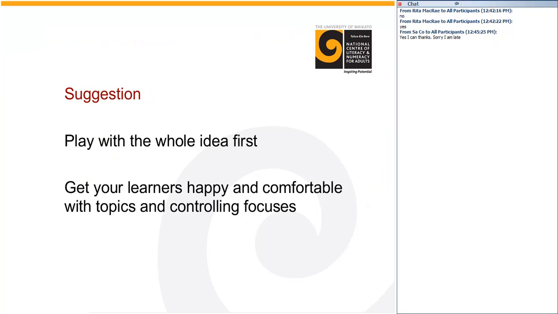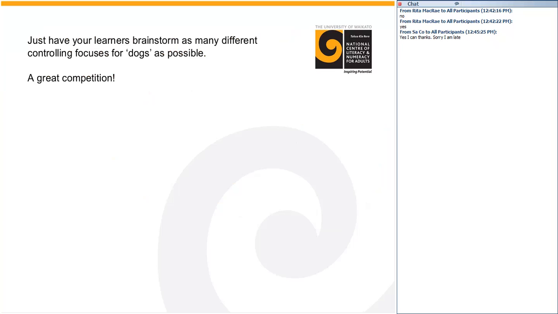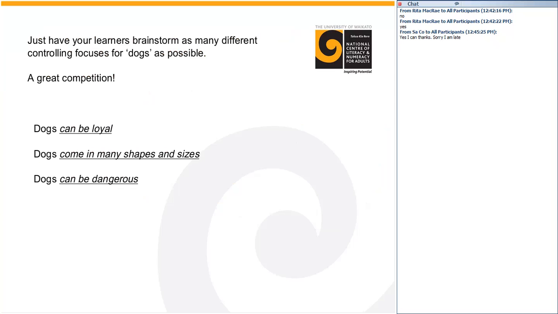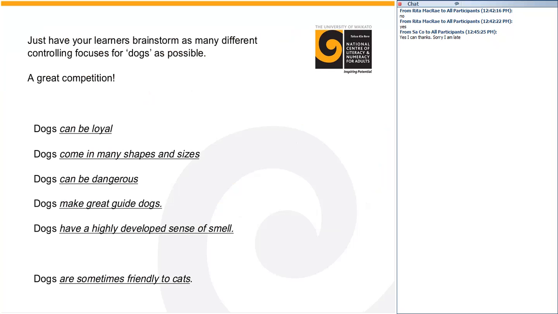Okay. Get your learners really happy and comfortable with topics and controlling focuses. So just have your learners brainstorm as many different controlling focuses for dogs as possible. Okay. Elicit, they'll have their own ideas. Okay. So again, point out to them that the controlling focus is something that will then create the content. It will direct the content of the paragraph, and the topic remains the same, but look how many different focuses we can have.